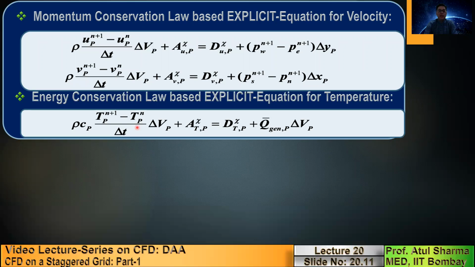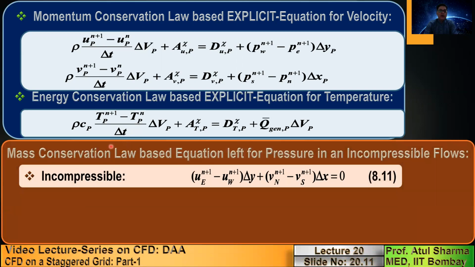So this is one of the biggest challenges in the early days of CFD. We are left with a third law, which we have to use for pressure. That is the mass conservation law. If you look into the mass conservation law for incompressible flows, and the present video lecture series is on CFD for incompressible flow, you find that there is no unsteady term.